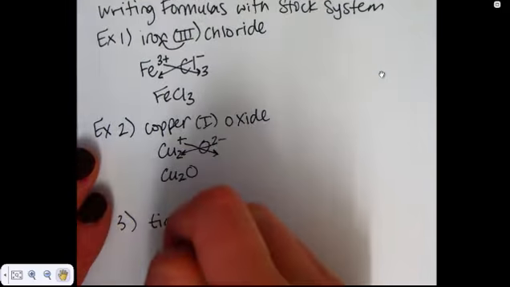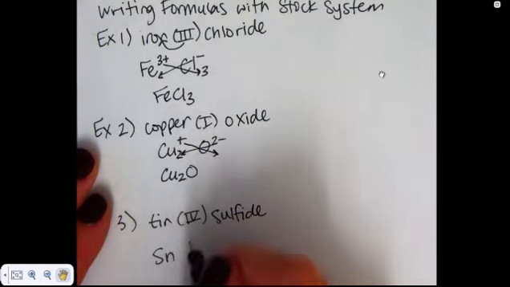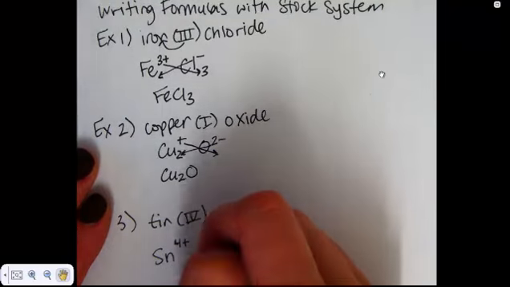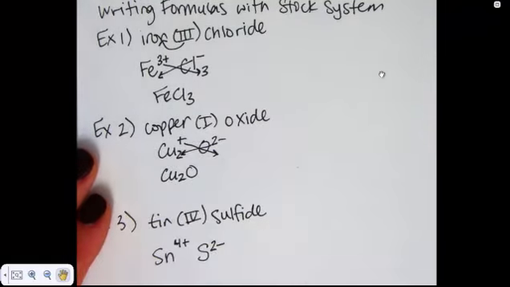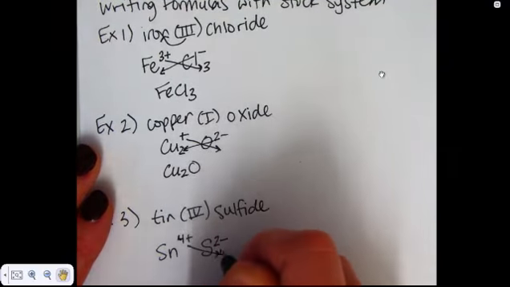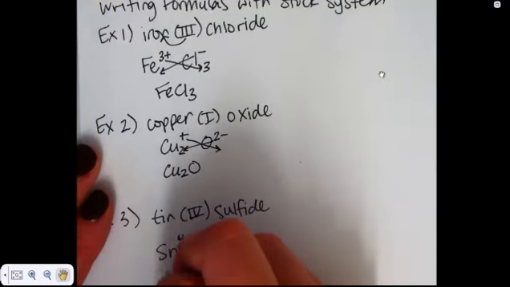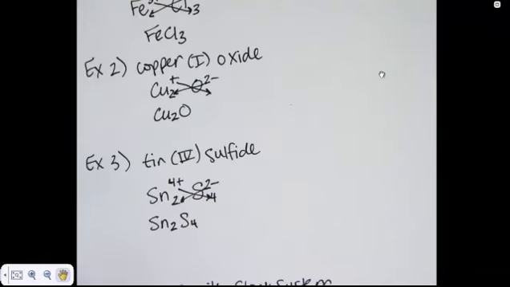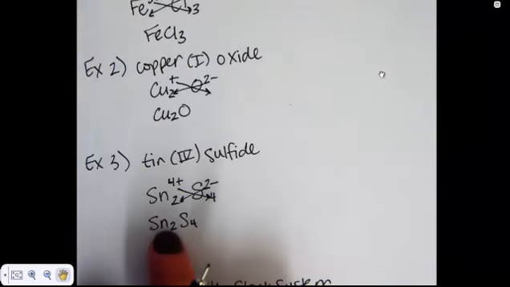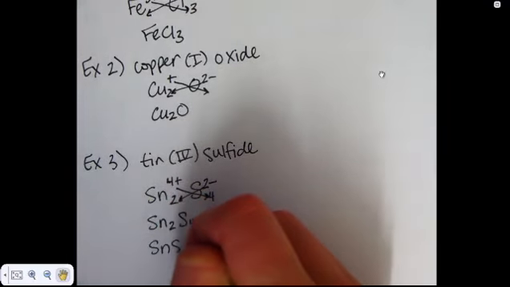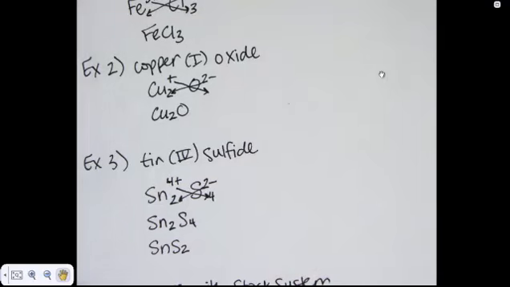The last one, tin is Sn. This IV, that's Roman numeral 4. That tells us that tin has a charge of 4 plus. Sulfide is S with a charge of 2 minus. It's in group 16. We cross the charges and end up with Sn2S4. Now here's the catch. We're doing this one because you notice that these can be reduced. If you divide each of them by 2, you get SnS2, and that is the final answer.